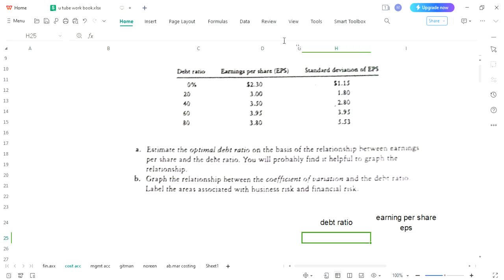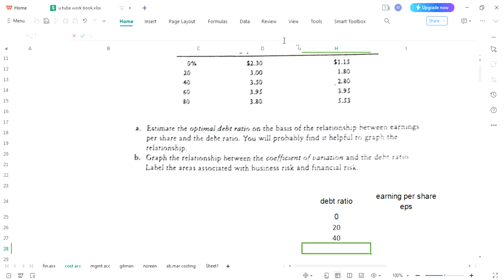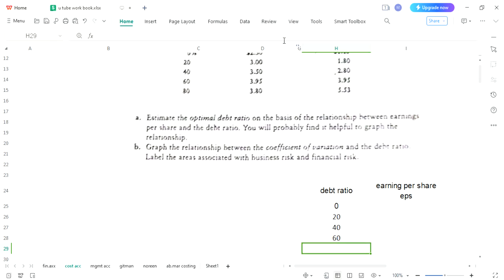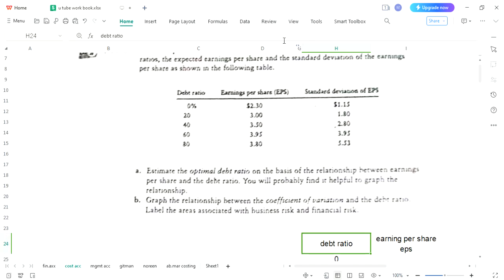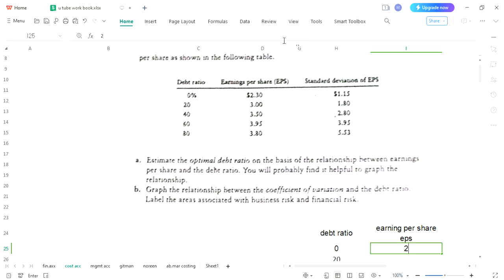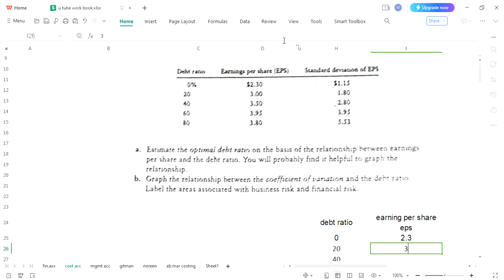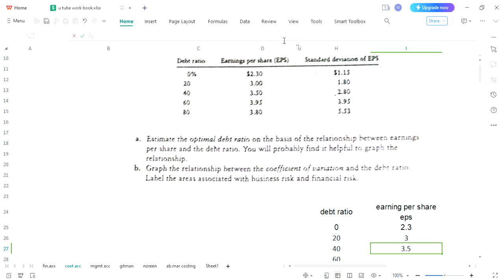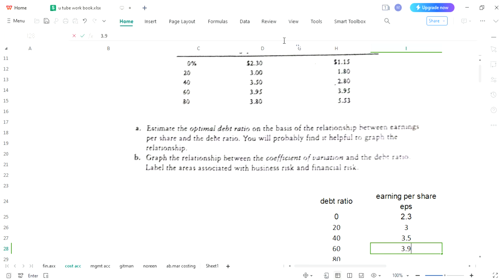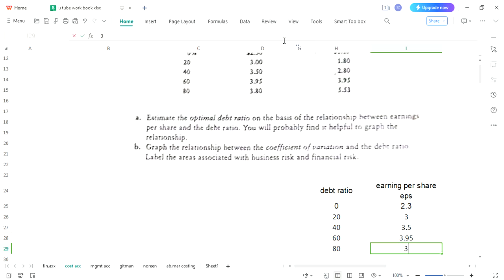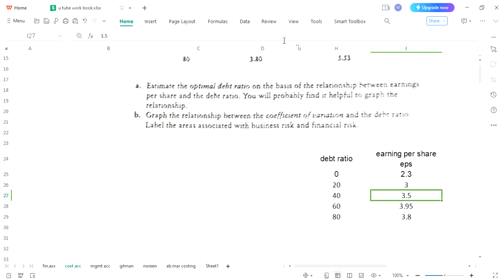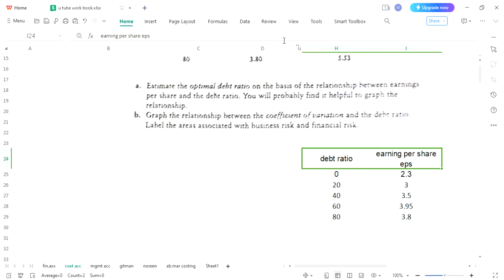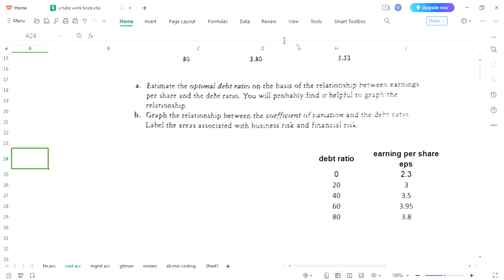The debt ratio starts with 0, then we have 20, 40, 60, 80. Beside this, we have our earnings per share, starting from 2.3, 3, 3.5, 3.95, 3.8. So these are the earnings per share. The ratios are present in front of you, and from here we will create a graph.